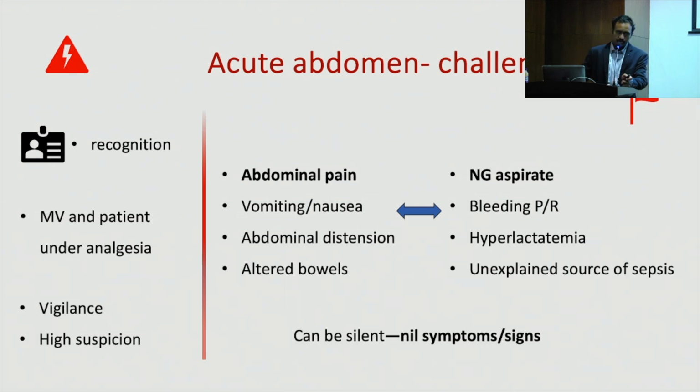And bleeding PR, because many times intestinal ischemia may suddenly present with bleeding PR. You may do a CT scan and find that there is intestinal gangrene.